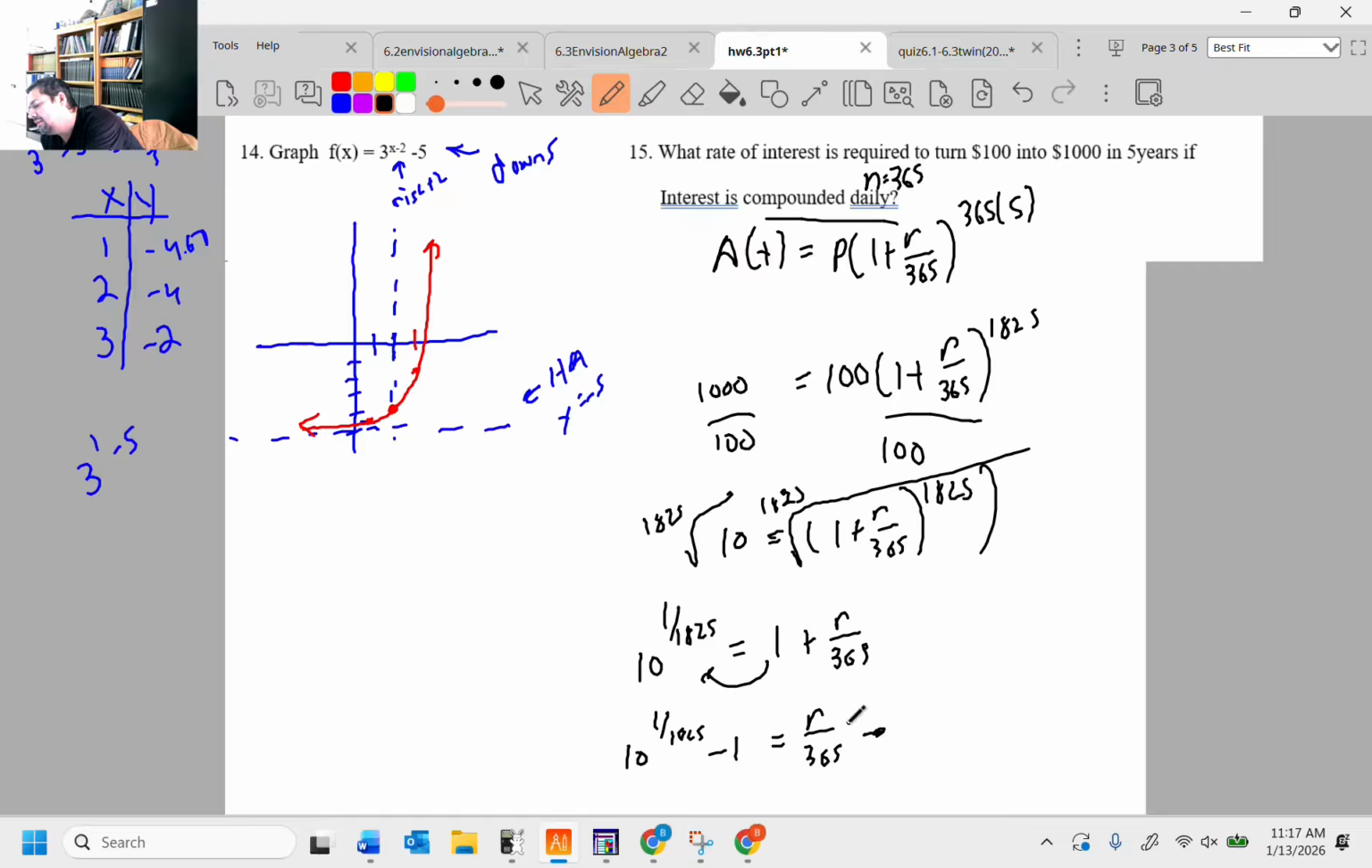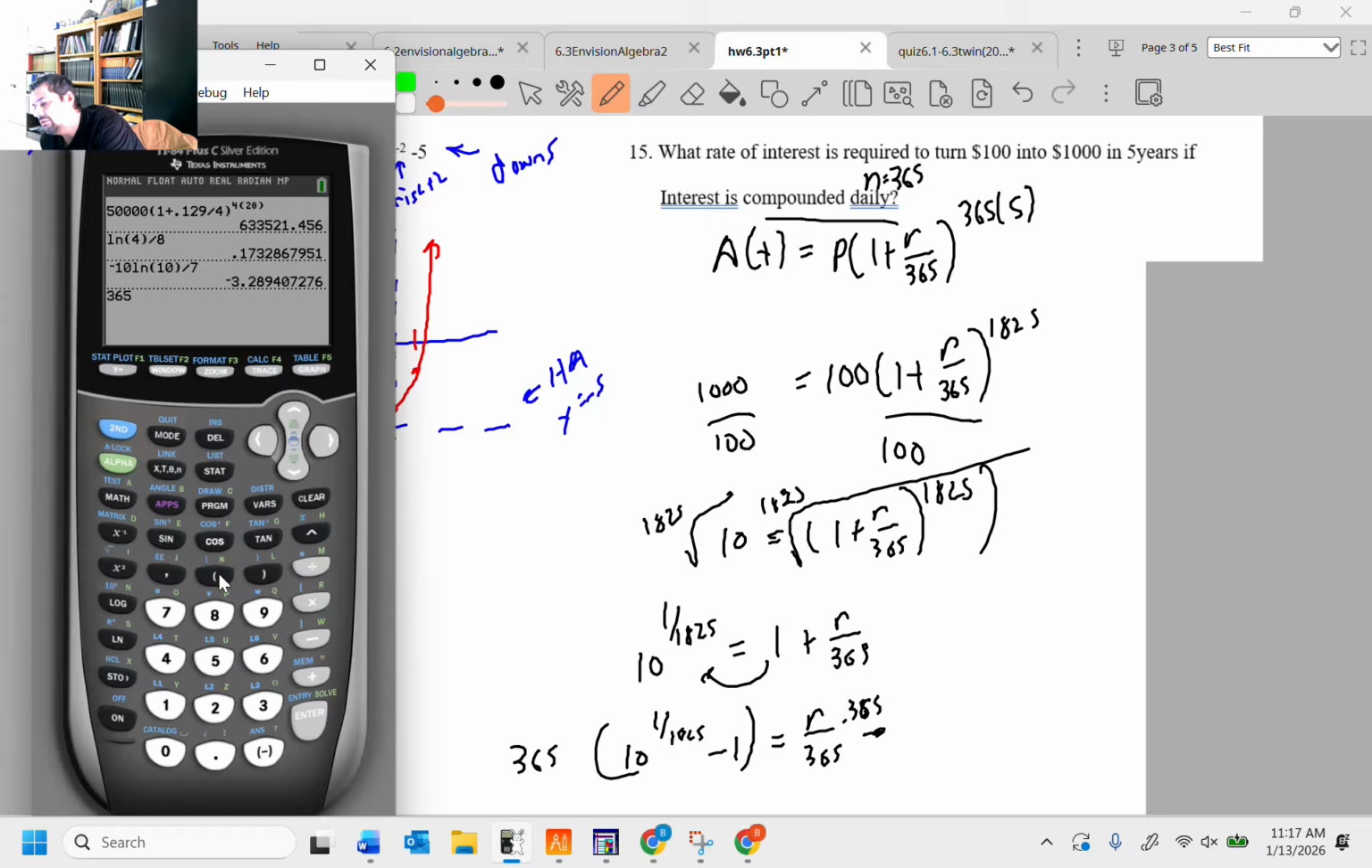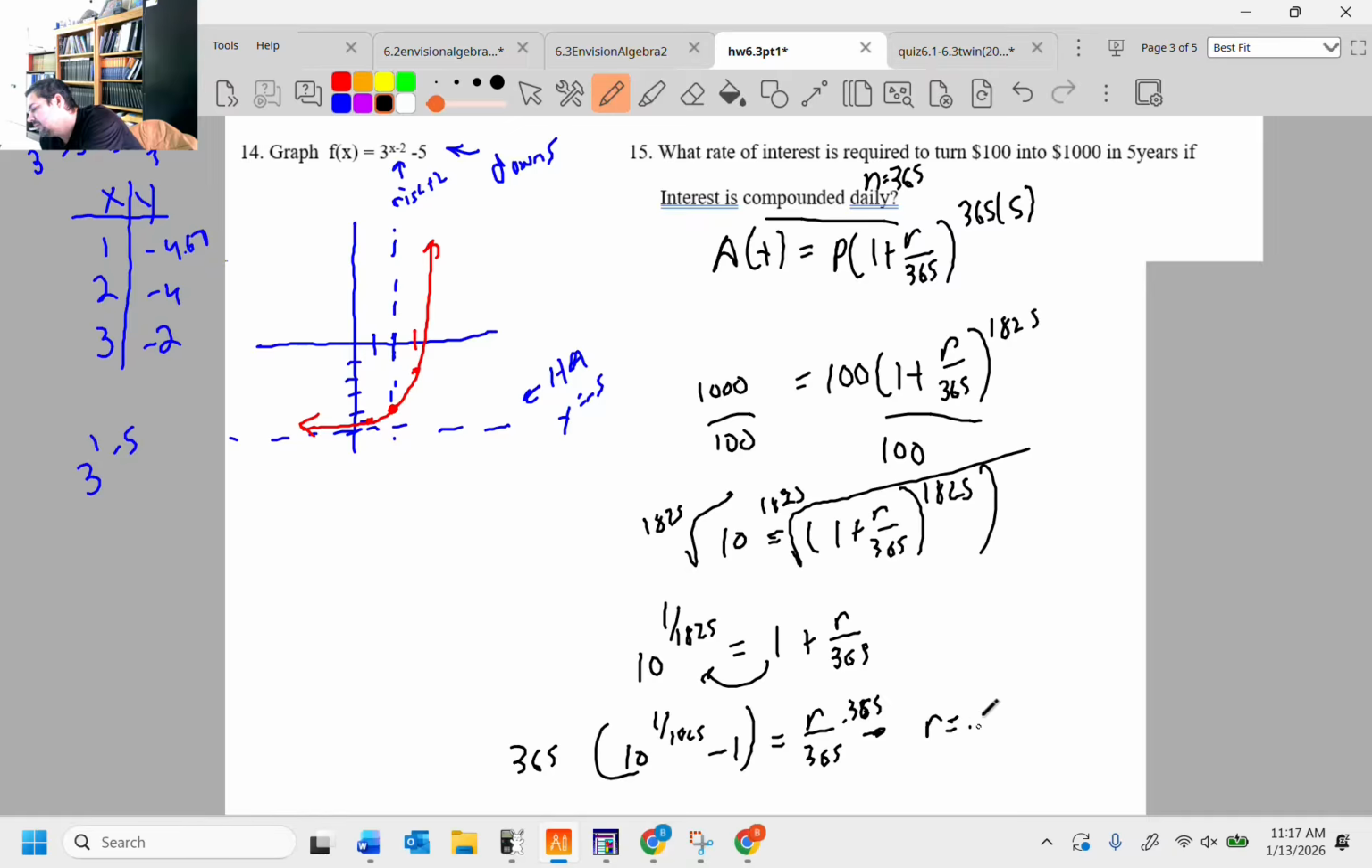And then I need to multiply everything by 365 because I want to clear that fraction on the right-hand side. And that, boys and girls, is the thing that I push buttons on. 365, parentheses, 10 to the, I'm finding the 1,825th root, 1 over 1,825, minus 1 is my rate, 0.4608. Or 46.08. Yep, wrote that all wrong.